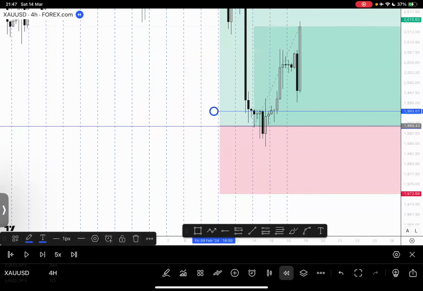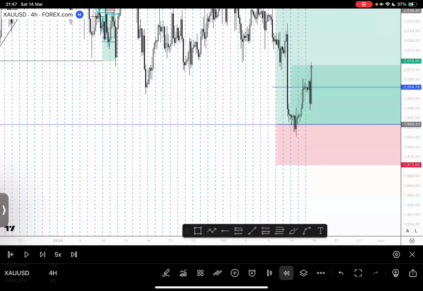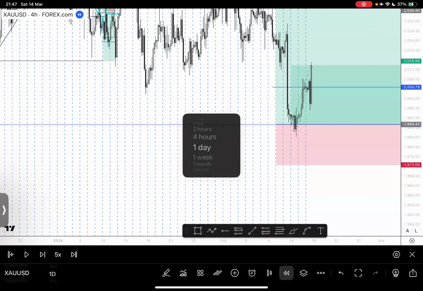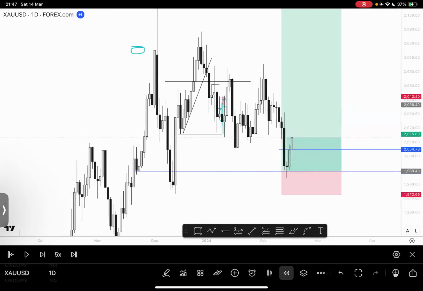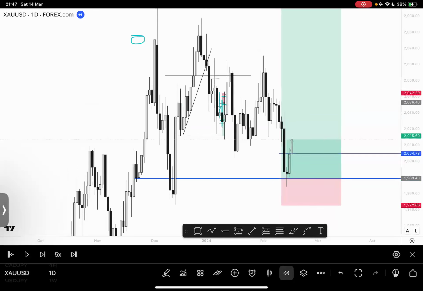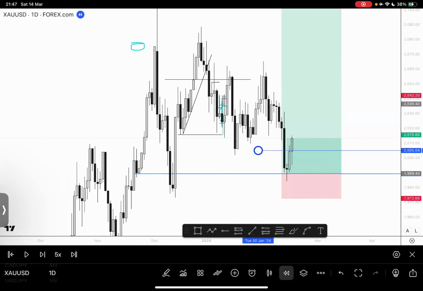Okay, we now have a 4-hour break right here. Not bad, are we? So the next day does this. Now we're in the trade. Do not forget, the next day does this. So there's nothing I can do from here other than marking out my higher time frame levels.